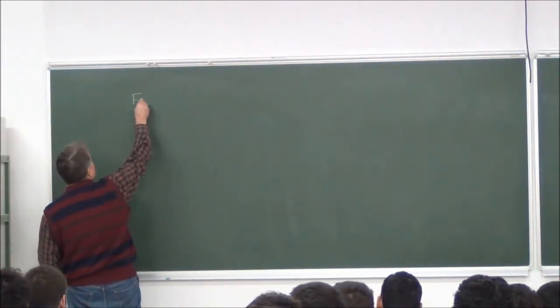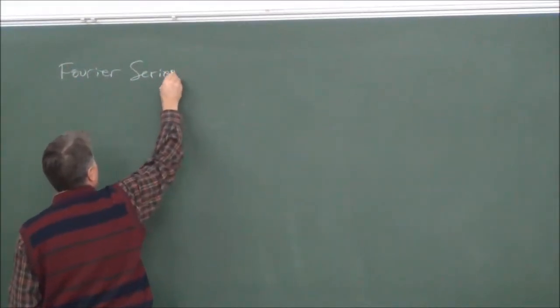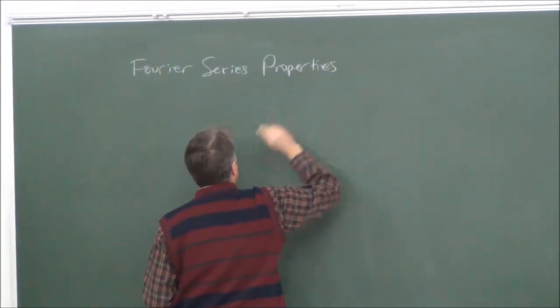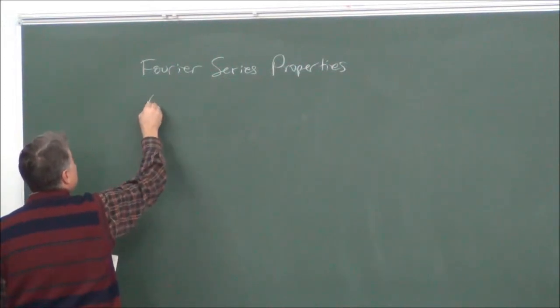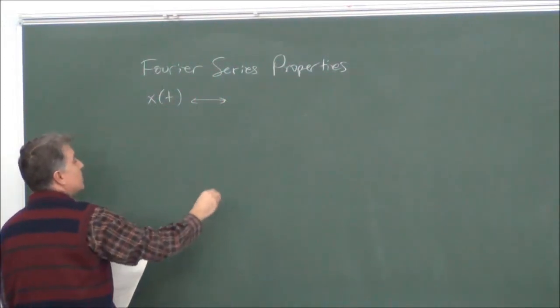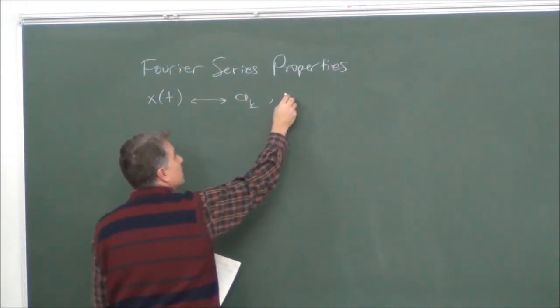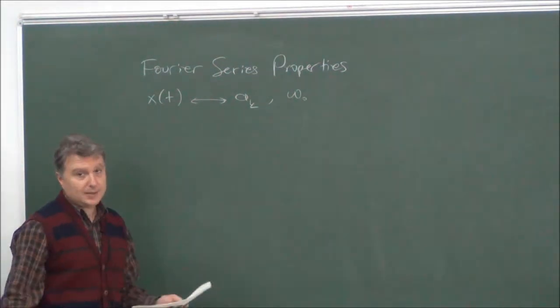They are the Fourier series properties. I'm assuming that a periodic waveform x of t has Fourier series coefficients ak and a fundamental frequency omega 0. Okay, we have this kind of a notation, let's assume.